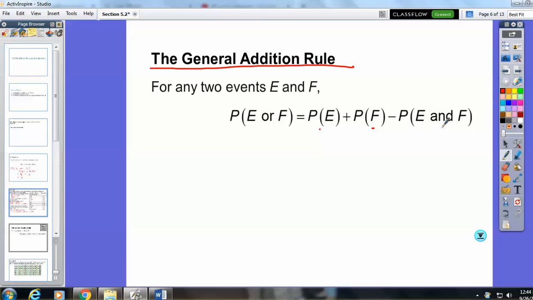If you have mutually exclusive events, you could use this formula too. If they're mutually exclusive, what would be the probability of both of them happening? 0, because it's impossible for both of them to happen, so it would just be subtracting 0 off the end, which doesn't change it. This is the more important rule to remember, because you can always think just subtract 0 if they're mutually exclusive.